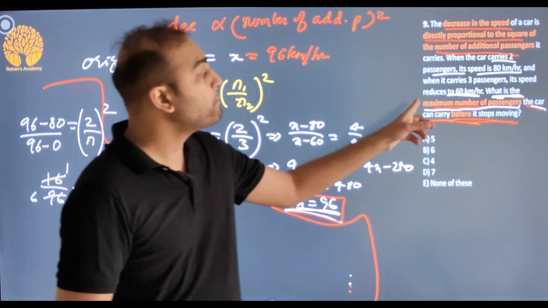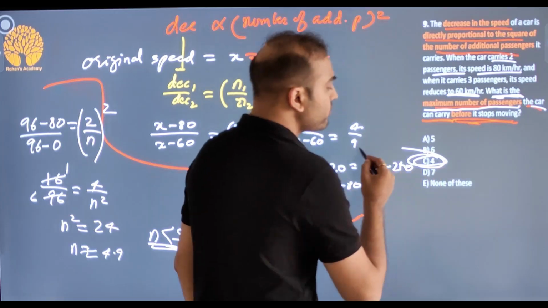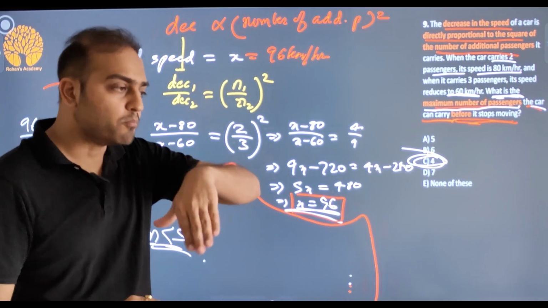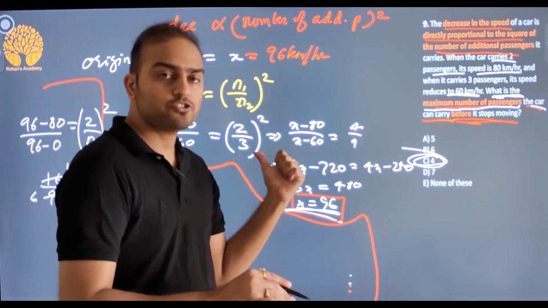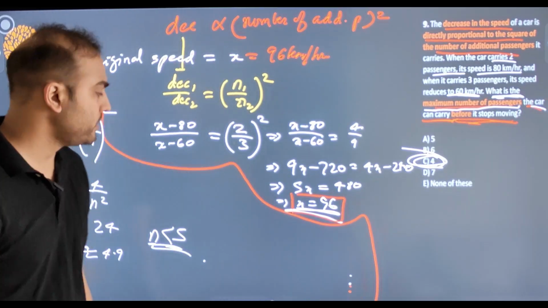But the question is the maximum it can carry before it stops. So it can carry a maximum of 4 people, right? At that time it will not stop. But the moment you add the 5th person, it will stop. So the answer should be 4. Okay.